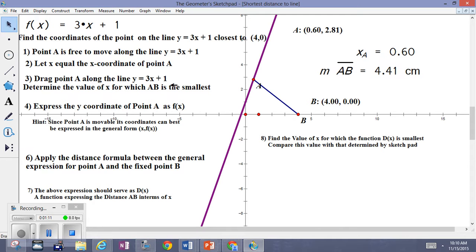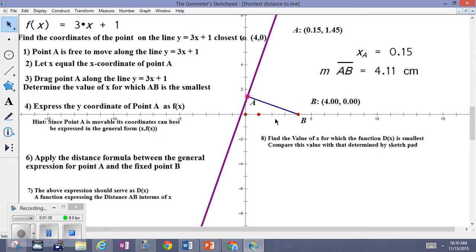The instructions say we can drag this along, watching how the value of the distance AB shrinks, and we're trying to capture when it is at its absolute minimum, which looks like we're rapidly approaching right about here. At this point, it's about 4.11. It seems to be that.